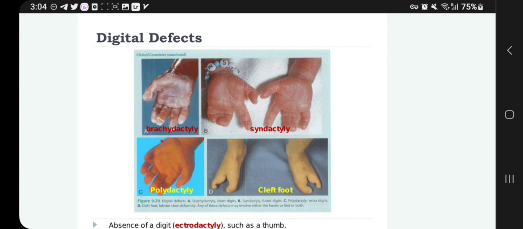This shows you brachydactyly and syndactyly. Brachy means the fingers are small. Syndactyly means two fingers are fused together. As I told you, the fingers are separated by cell death, and in this hand we don't have any apoptosis between the two fingers. With surgery it can be separated.